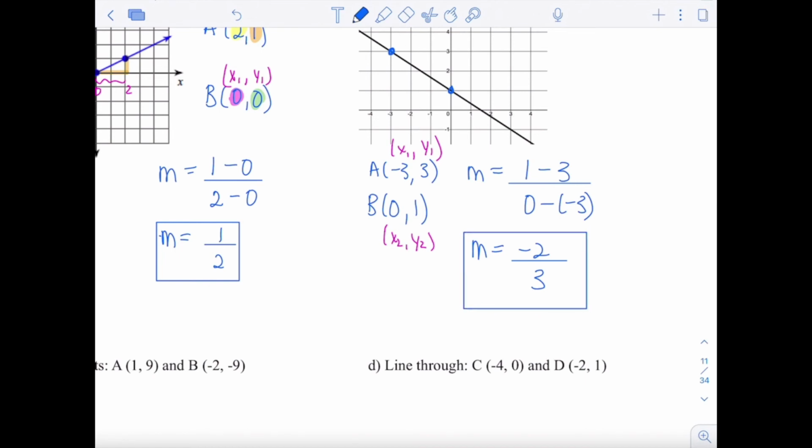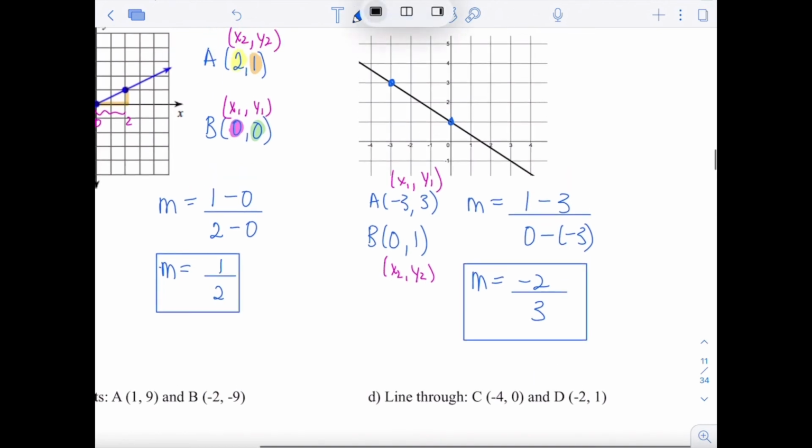Let's look at the graph to compare. So remember, my run always goes left to right. So I know my run is plus 3, and I do see that I have a fall here of minus 2, and that definitely works. I can see that it's consistent with the slope that I calculated.